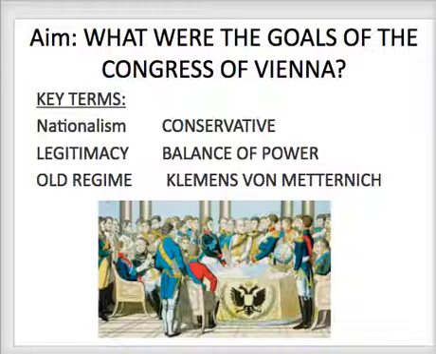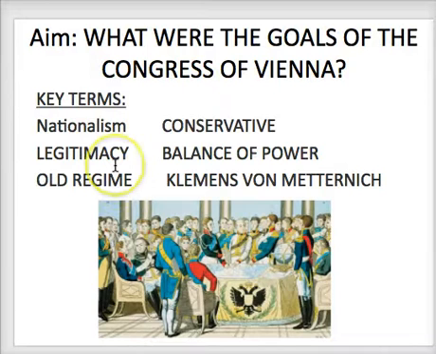So let's look at the Congress of Vienna. These are the key terms that we will be talking about. Nationalism, desire for an independent country of your own. And we'll talk more about this later. Conservative, these are going to be people who are against change, people against the ideas of the Enlightenment. Legitimacy, this is what is the true and recognized government. Balance of power, making sure not one country becomes too powerful. Old regime is what France was before the revolution.